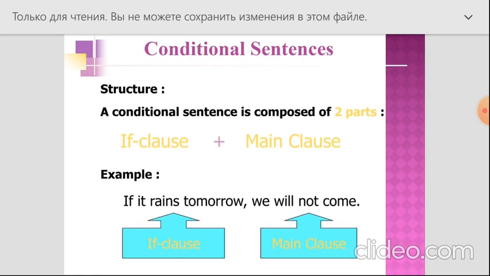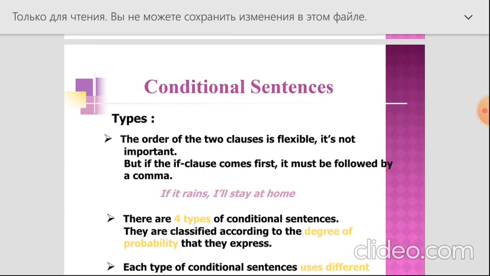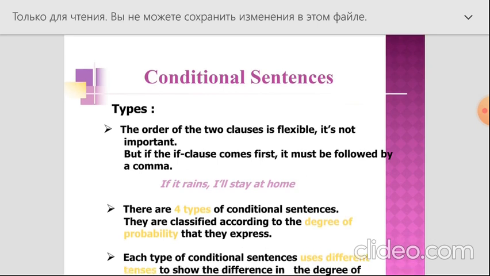For example, if it rains tomorrow, we will not come. In this sentence, if it rains tomorrow is the if clause. We will not come is the main clause. The order of the two clauses is flexible. It's not important. It means that we can change their places. But if the if clause comes first, it must be followed by a comma. If it rains, comma, I will stay at home. Or I will stay at home if it rains.